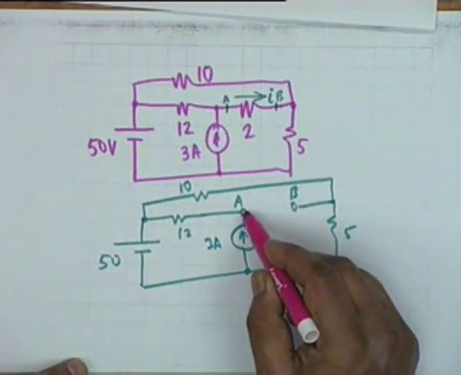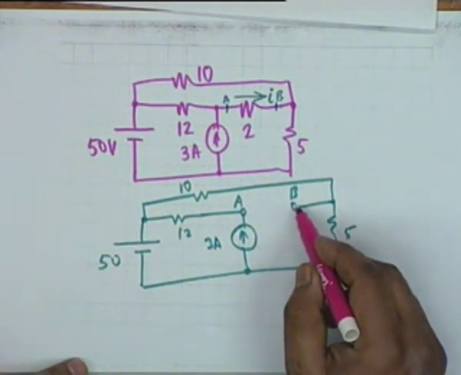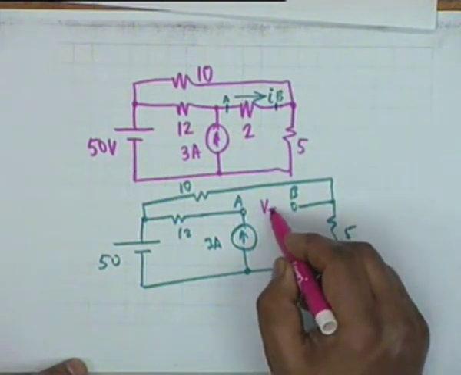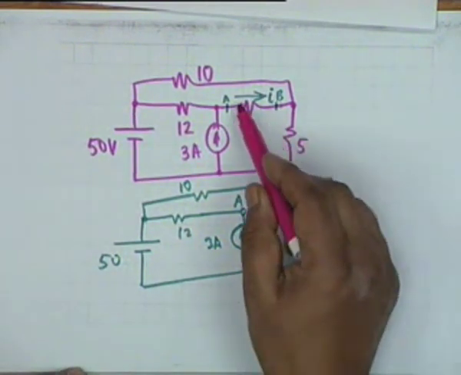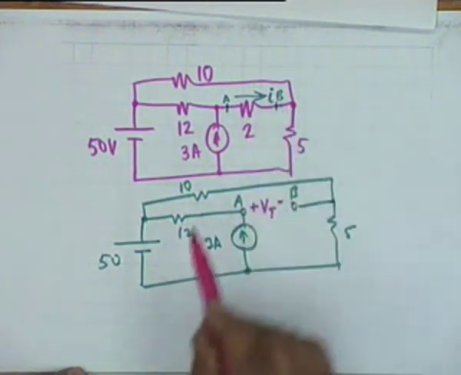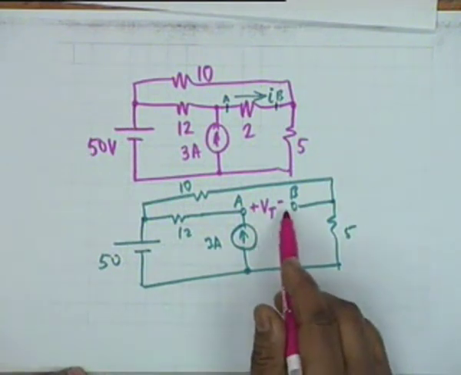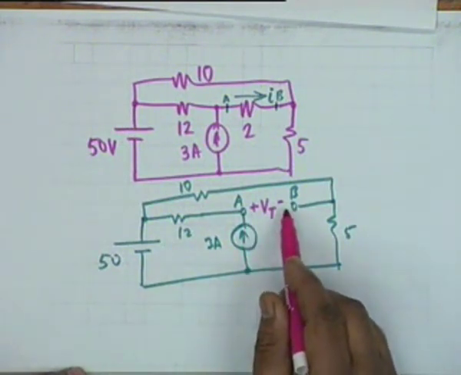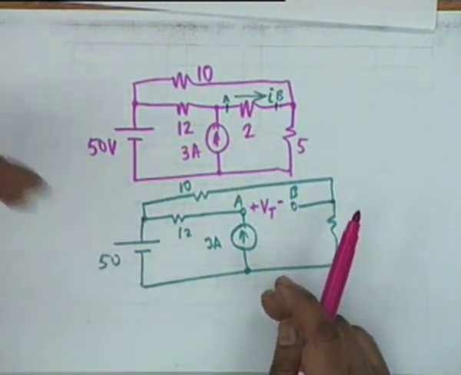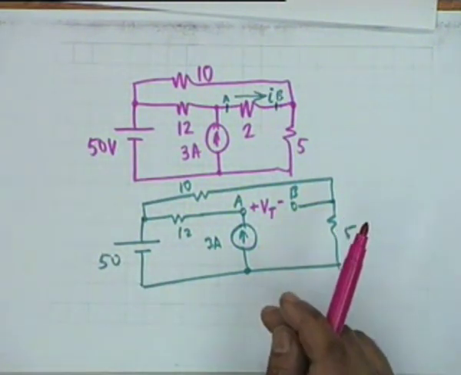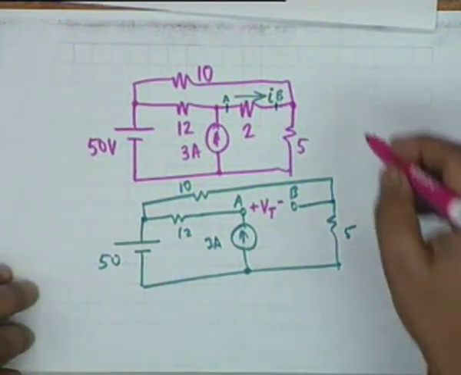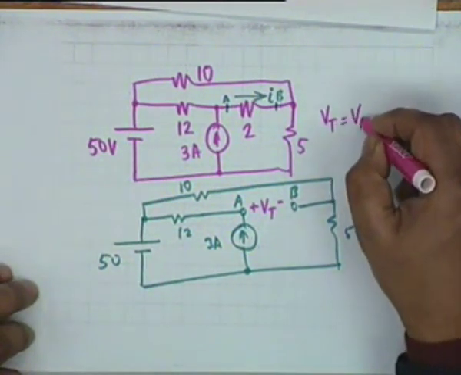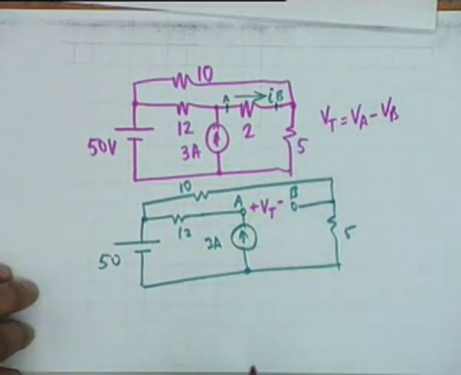Vt is the voltage difference between A and B. If you call this voltage as Va and this voltage as Vb, then Vt is this difference with this polarity. Why this polarity? Because the current was assumed from left to right. So this is the polarity. If you connect a 2 ohm here, obviously the current will go from left to right. Is the point clear? We are going to calculate now Vt. Obviously Vt, as I said, is equal to Va minus Vb. So let's find out what is Va.